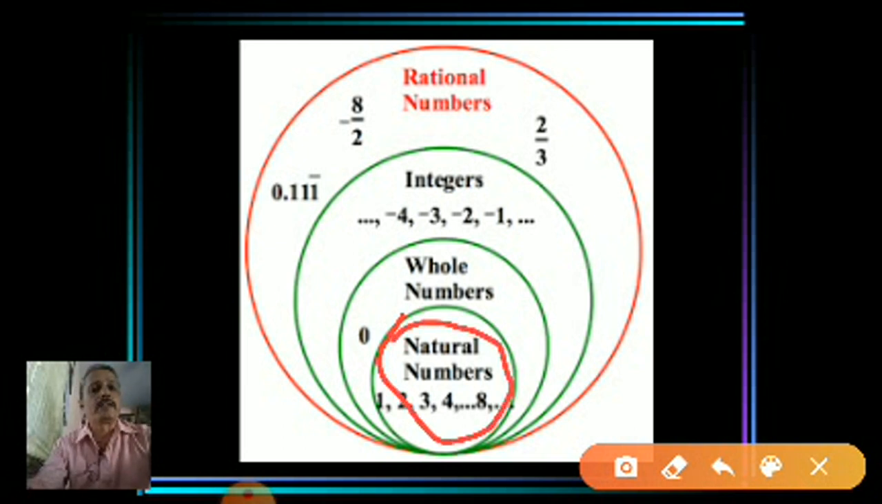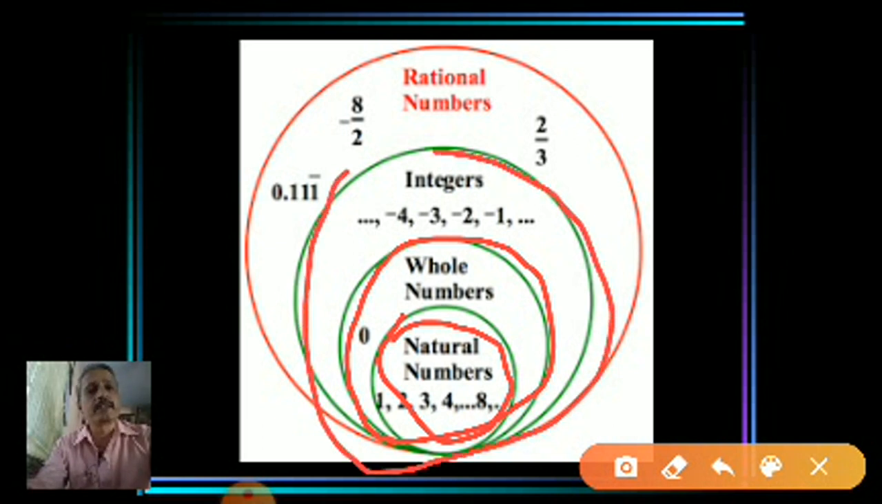So this I am trying to put in the form of a circle. This is the natural numbers. Natural numbers come into the whole numbers, and all these numbers are included in integers. So up to here you had no doubt. Now our first chapter of standard 8 is rational numbers.